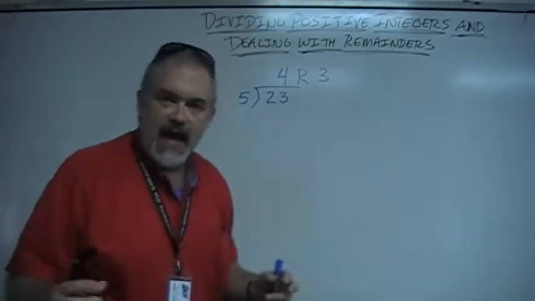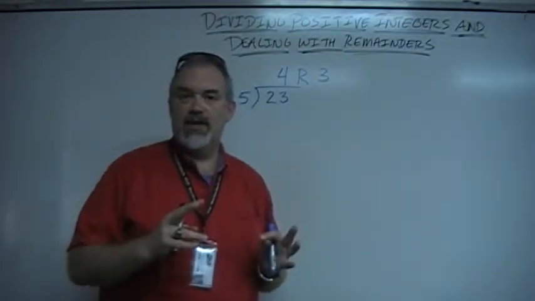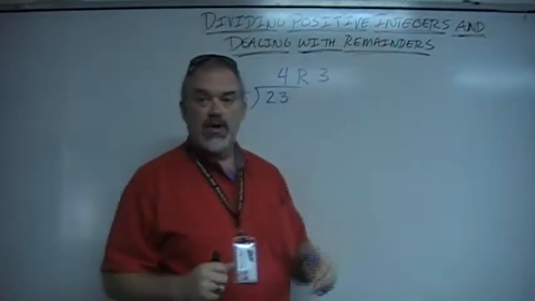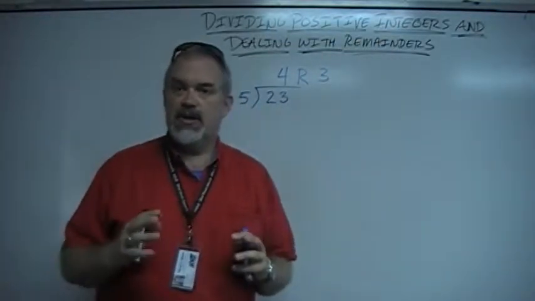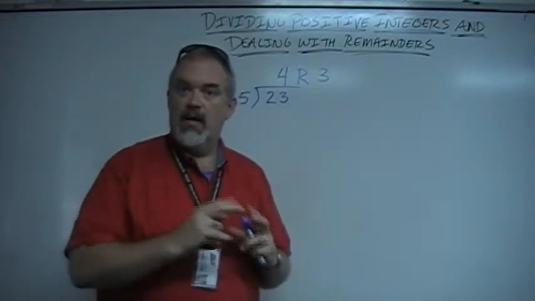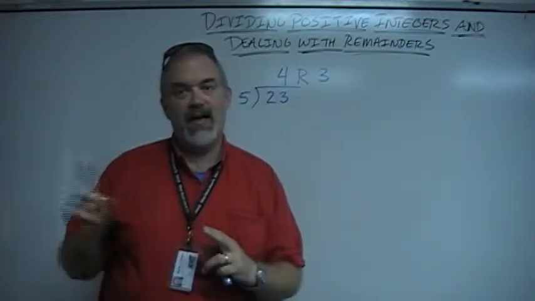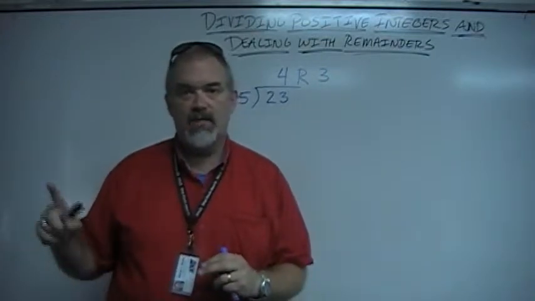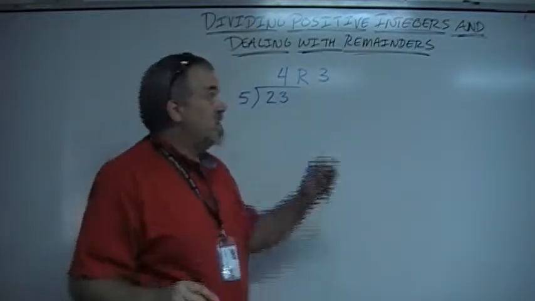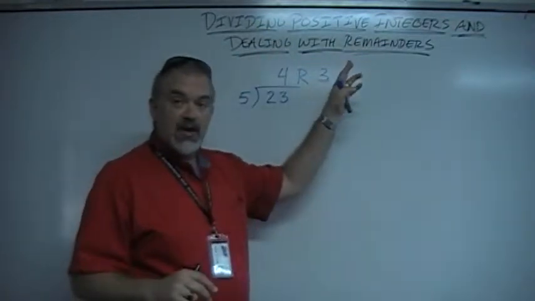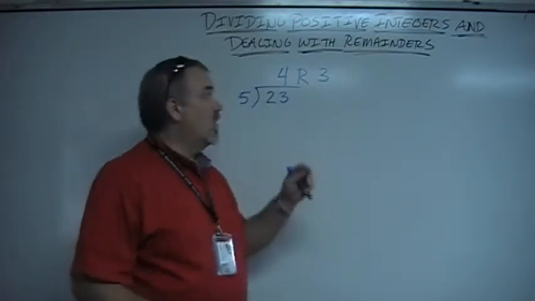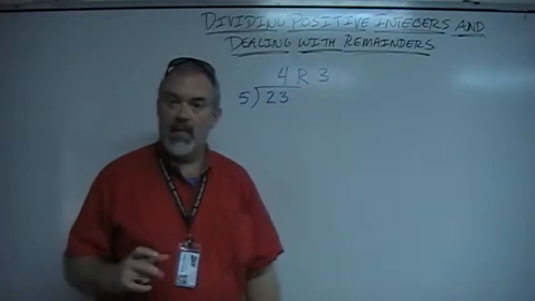Okay, our topic today is dividing positive integers and dealing with remainders. Now the term integer is one you should know by now. Integers are just the counting numbers, 1, 2, 3, 4, 5, and so on, plus 0, plus the counting numbers going the other direction, -1, -2, -3, and so on. Those are integers. So what we're dealing with today is dividing positive integers, numbers like 23 and 5 and 4 and 7 and so on, and then how we deal with remainders.